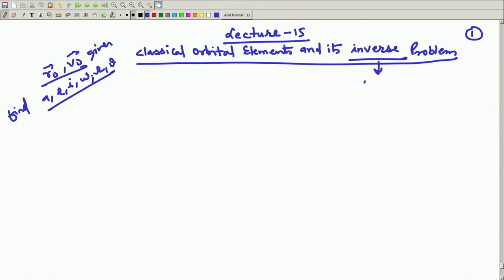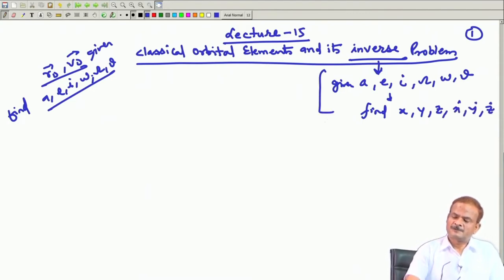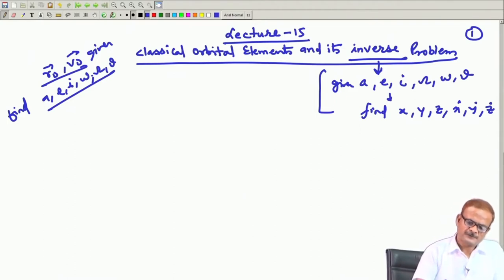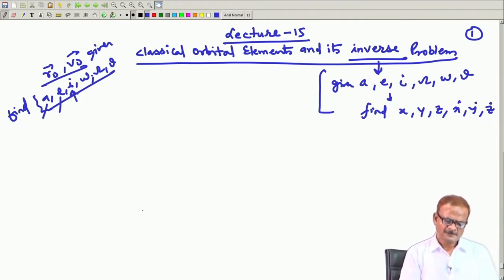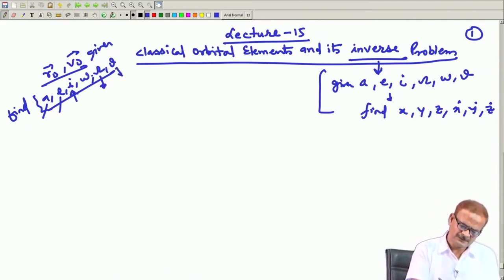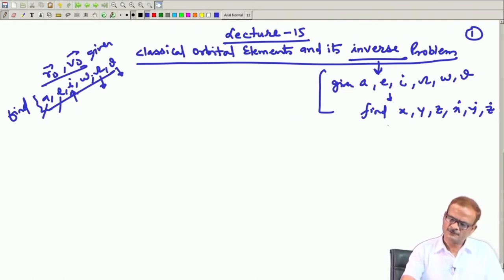The inverse problem will be: given A, e, I, capital omega, small omega and theta, find x, y, z, x dot, y dot and z dot. So these are the two problems. As I mentioned earlier, we will be finding these elements by the scalar method also. Already we have done all these things, and some of them I have done by the scalar method. Omega and theta we have already done by the scalar method, so only one thing remains about the omega. I will quickly work this out and then we will go to the inverse problem.